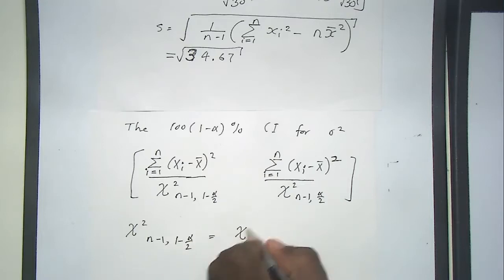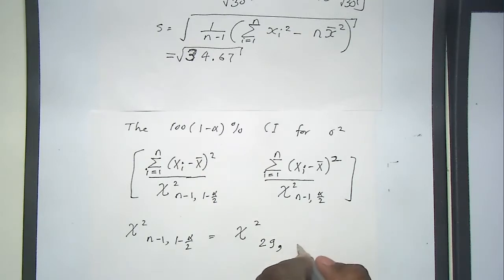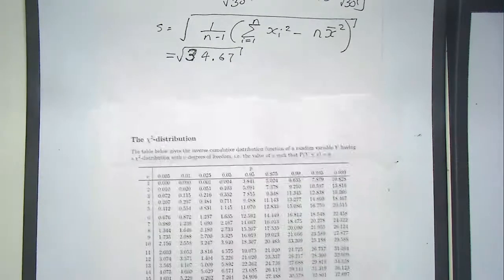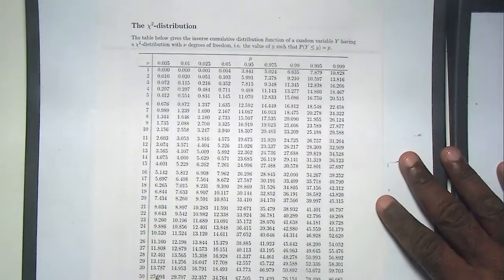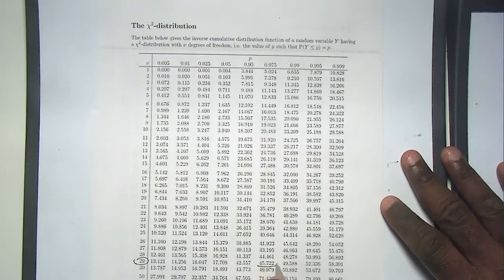This will be chi-squared 29, 0.975, right? Now let me show you how to read this. You should go back to the table that I just gave you. You should look at this table for 29, 0.975. You will see this is 29. 0.975 is this value here. So this is 45.